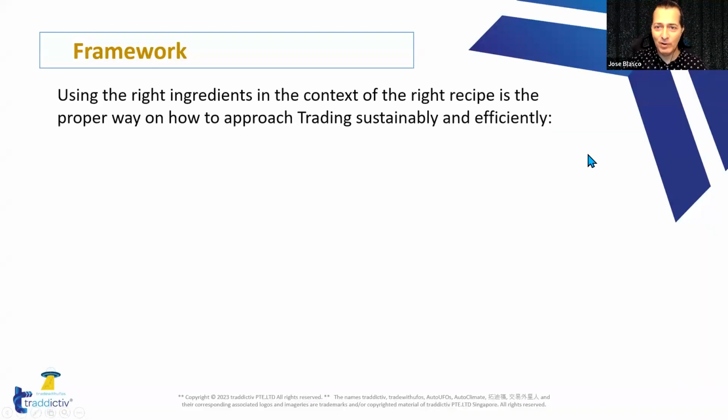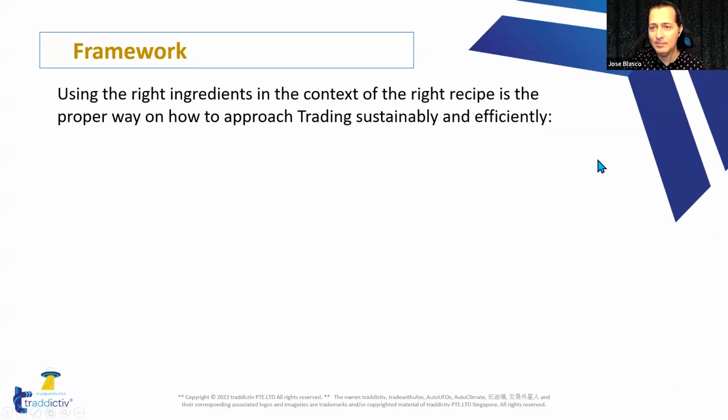So what is a framework, right? So I would like to create a little bit of an analogy here. Think about trading like we are cooking, right? So what happens when cooking? Well, we have ingredients and we have recipes, right? And that's how you end up making something that's going to be tasty, right?